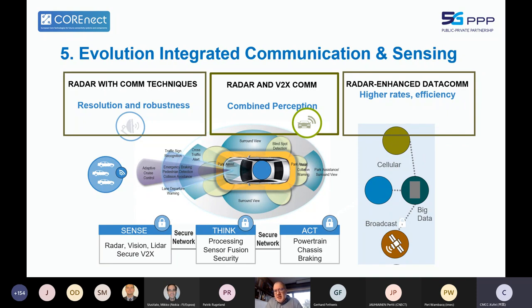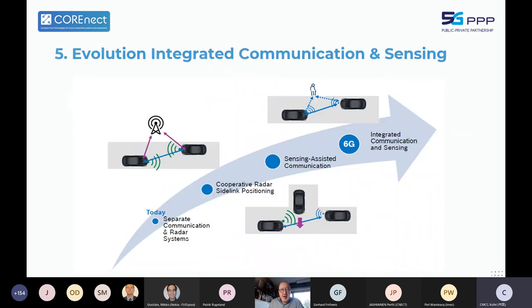And then, of course, you also need radar-enhanced data communication, higher rates, more efficiency, not only big data, but what is the data which is really needed to make decisions within the car or even outside the car. So here we see a picture where we now today have separate communication and radar systems in the car. These are two different types of platforms, so to speak, which in fact need to be integrated in the future. We are evolving towards a cooperative radar sightlink positioning.